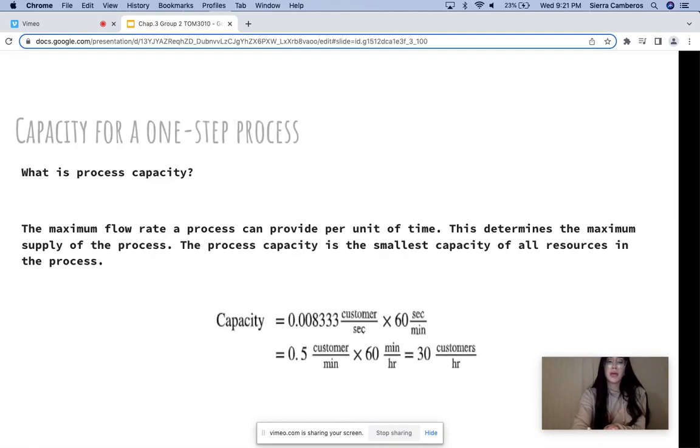It is kind of hard though to imagine that number being a customer. So you can use a more simple way of solving it. So if you take that number that we got and you multiplied it by 60 seconds a minute, you would get 0.5 customers a minute. And then if you multiply by 60 minutes over an hour, you would get 30 customers an hour. So this is a more simple way of seeing it. But again, all of these equations are all of the same. They all mean the same thing.